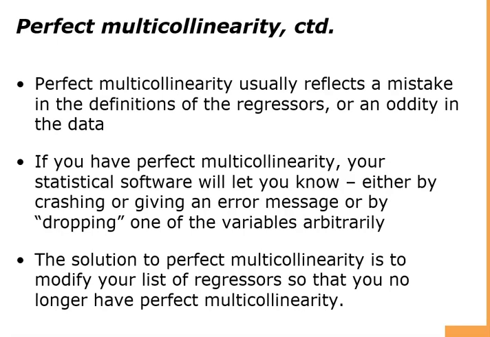If you have perfect multicollinearity, your statistical software, STATA in our case, will either crash or it will drop one of the variables arbitrarily. So in that case, you basically have to go back and look at your list of regressors and see which variables have been dropped and why they have been dropped, and what was the case of perfect multicollinearity because of which one of the variables has been dropped.